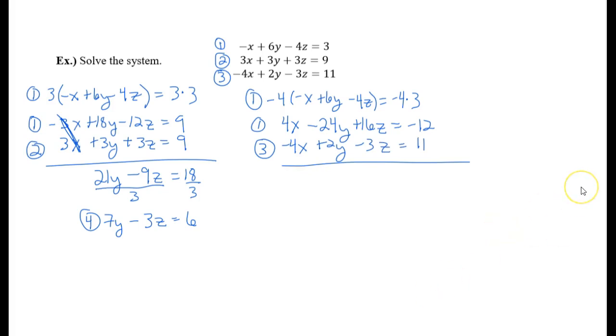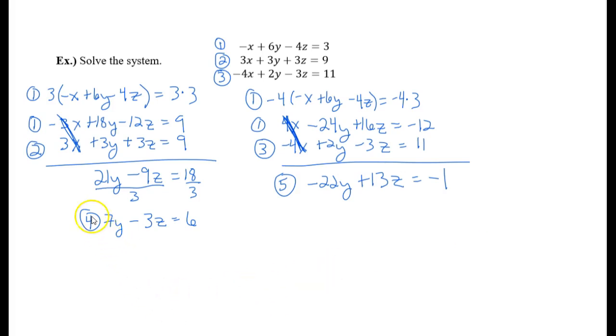When I add that up, I can see my x's are going to eliminate, which is good because I needed to eliminate the x's again. Negative 24 plus 2 is negative 22y. Positive 16z and a negative 3z is going to give me positive 13z. And negative 12 plus a positive 11 is negative 1. This is now my equation 5. If I could, I would try to simplify this, but I can't. There's no common factors here, so that's as simplified as that equation can get.